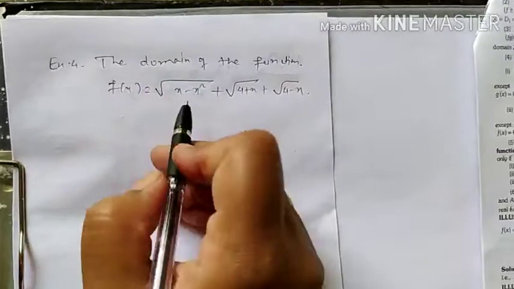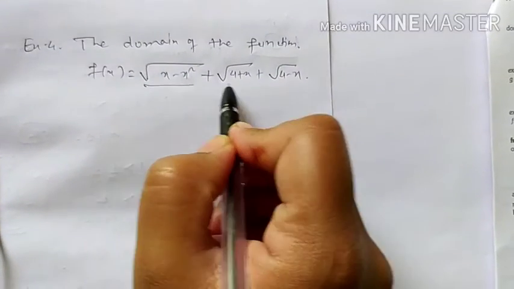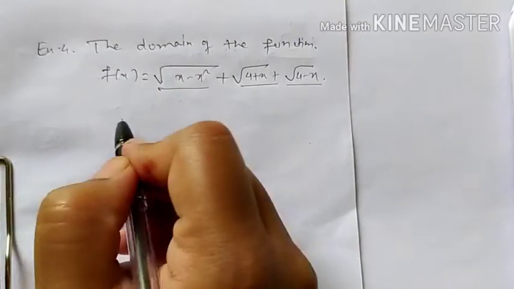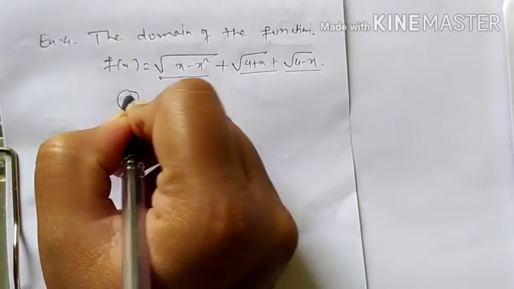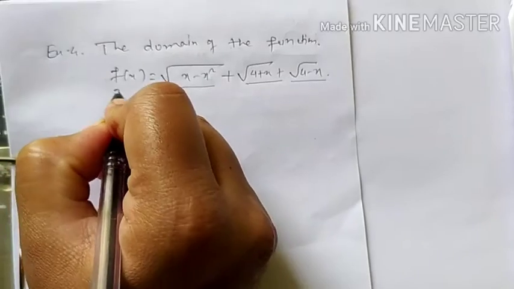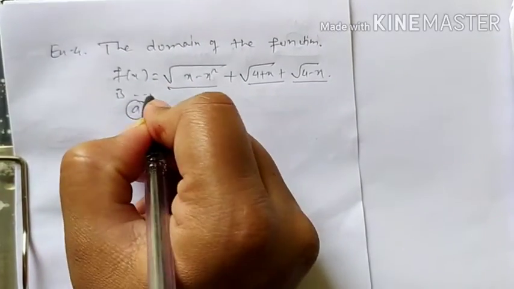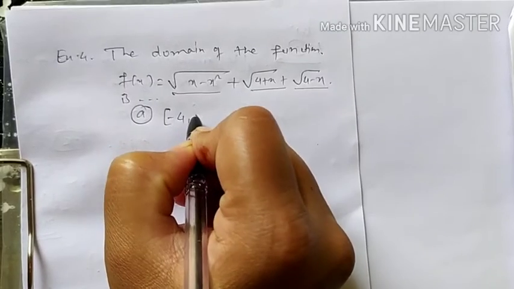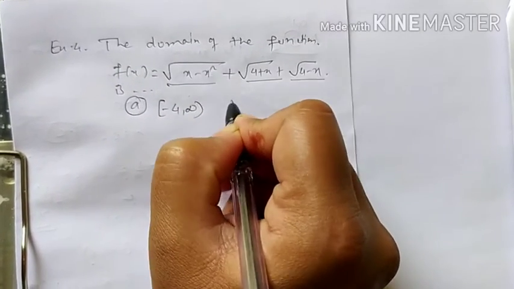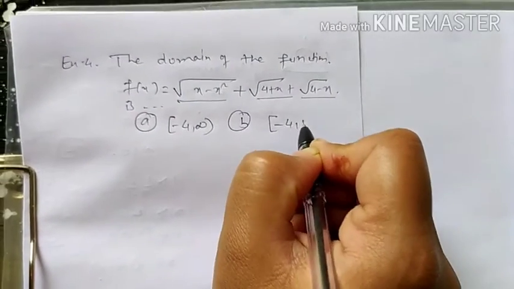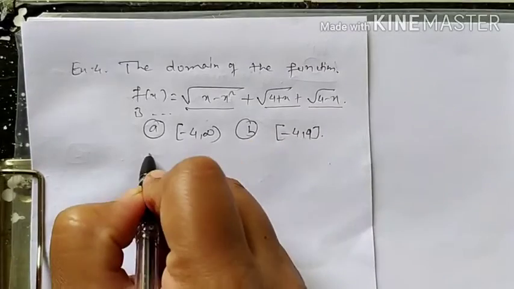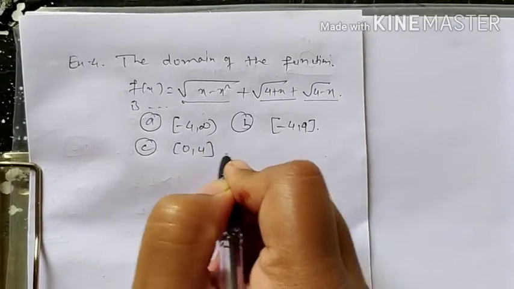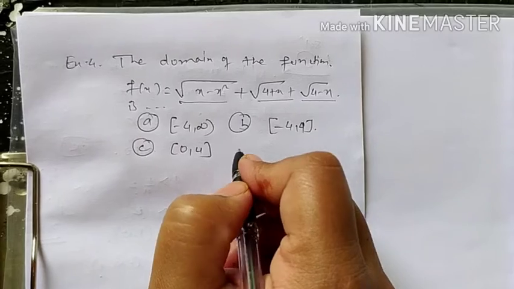Now student, here all the expressions in x are given in square roots. So first we'll write the options. Option A: f(x) is dash minus closed minus 4 to open infinity. Second option, closed minus 4 to plus 4. Then third option, closed 0 to 4, both closed brackets are there.